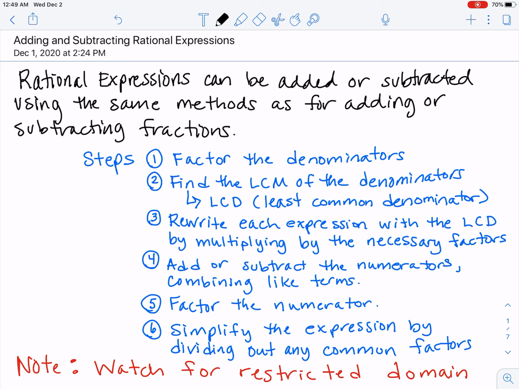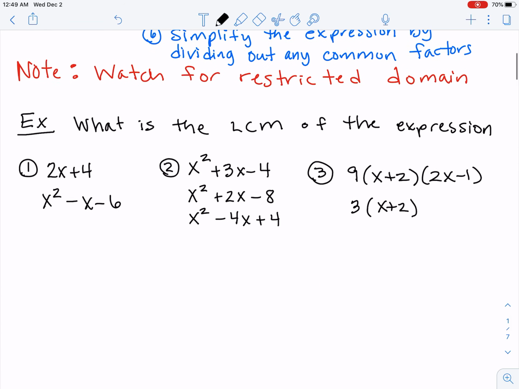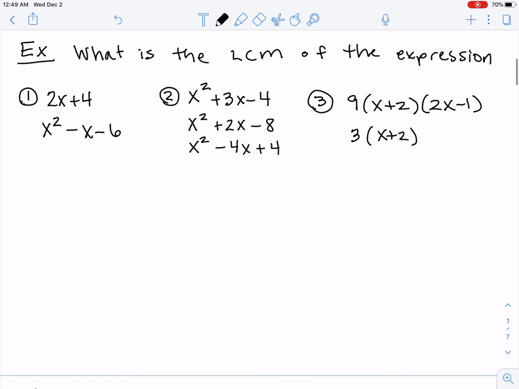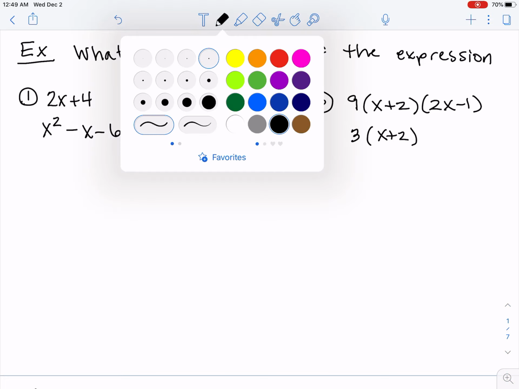All right. So let's first start by looking at expressions and talking about finding the least common multiple, which will end up being your least common denominator when you add and subtract. So I've got 3 examples here, and I want you to find the least common multiple of those expressions. Let me grab a different color to work with.